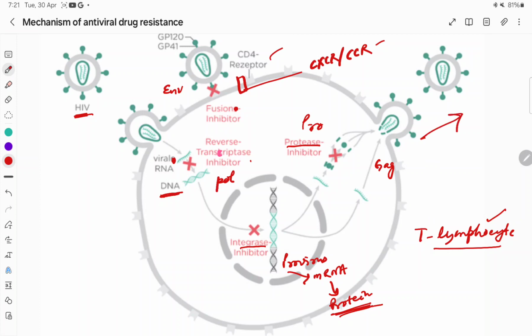So in addition to the other targets, here the separate targets are the reverse transcriptase, the integrase, the fusion, and protease. Protease in HIV is there, in hepatitis C virus also protease is there, and these are the genes.